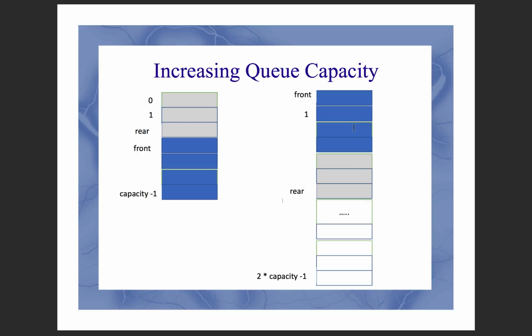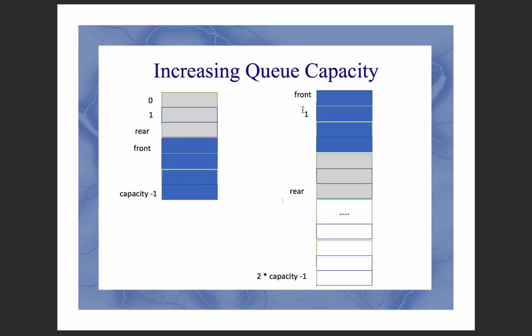Now let's assume that you filled up all the cells of your queue. Now you need more space. So you have 1 2 3 4 5 6 7 cells. Assume that you filled all the cells. Now you need more space to insert something. So this is your front, then this one, then this one, this one, this one, this one, this one. So what you need to do is create another array, and you copy all those things to the new array. So this is your old array.